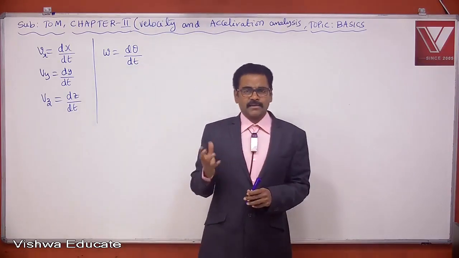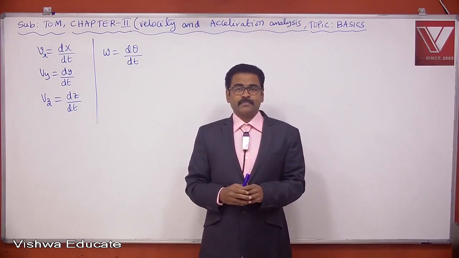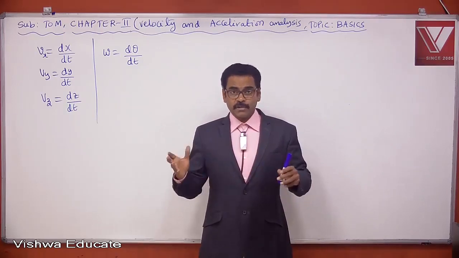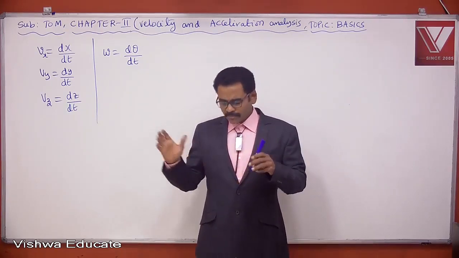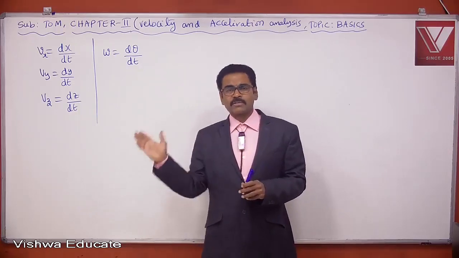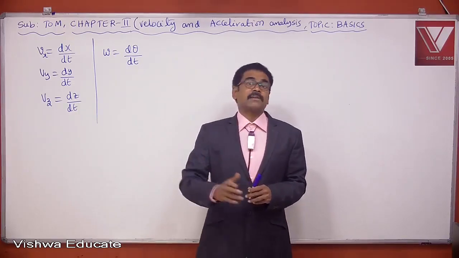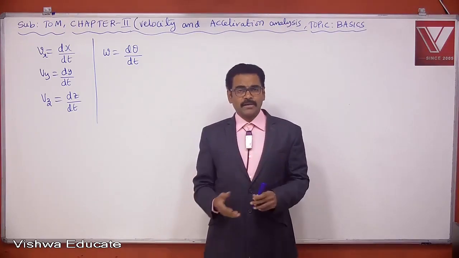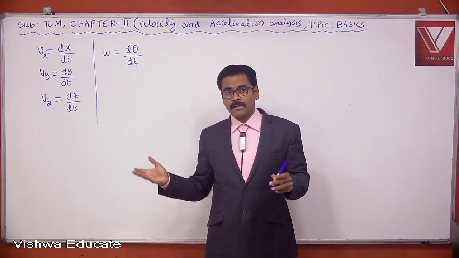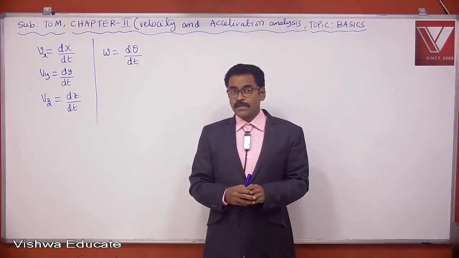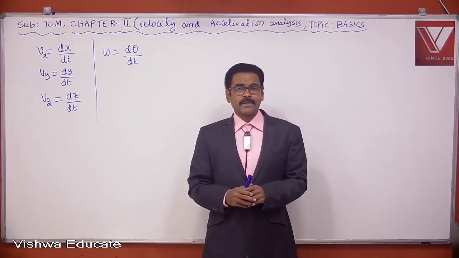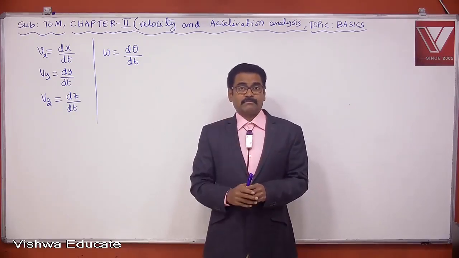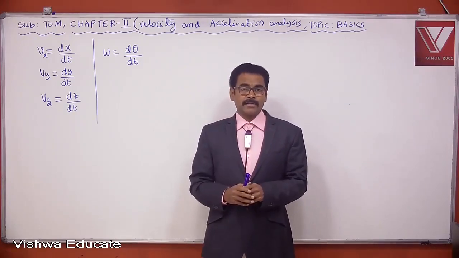Different applications may require different velocities. Somewhere I need to operate my output link very slowly. Somewhere I may require high speed. Somewhere I may require oscillatory motion, low speed oscillation, sometimes high speed oscillation, right? Sometimes I may require only linear motion. Sometimes I may require only rotary motion. Sometimes I may require both linear and rotary motions. So different applications may require different velocity sets. That is why we have to perform velocity analysis.